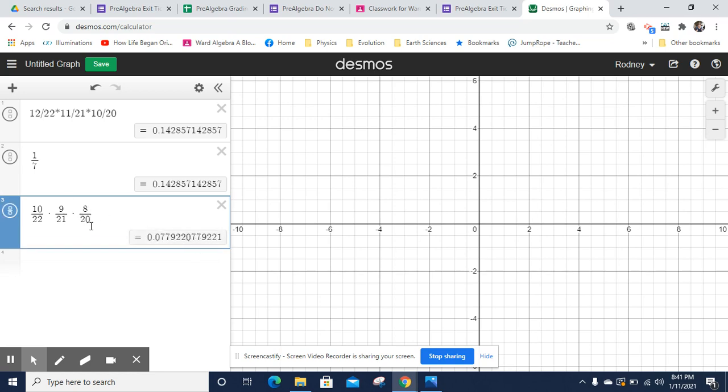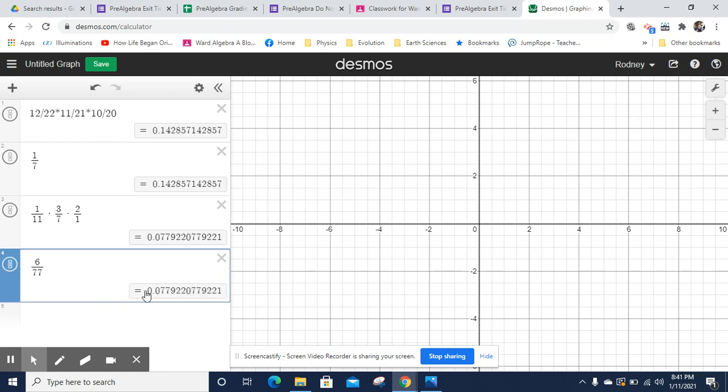Okay, that's a somewhat more complicated one, but we can start simplifying things. The 20 and the 10 can simplify into a 2 and a 1. The 8 and the 2 simplify into a 4 over 1. The 4 and the 22 can simplify into a 2 and an 11. And the 9 and the 21 can factor into a 3 over 7. And we can't cross-reduce anymore, so we're going to have to work that out. That's 3 times 2, which is 6. And that's out of 77.